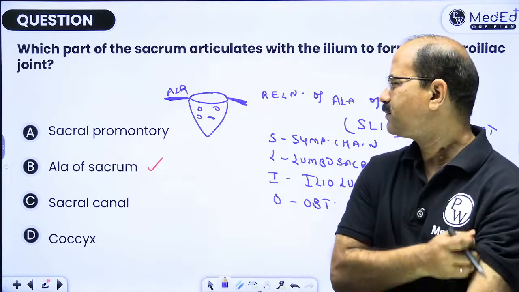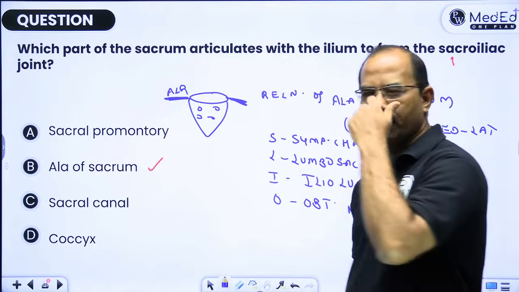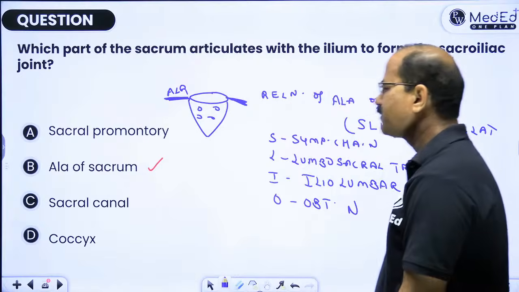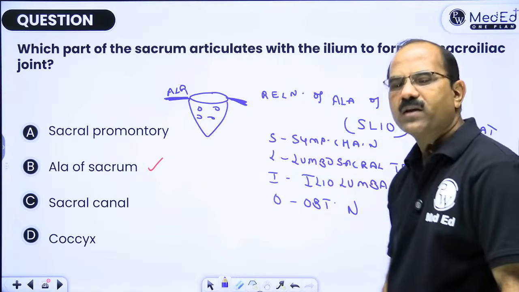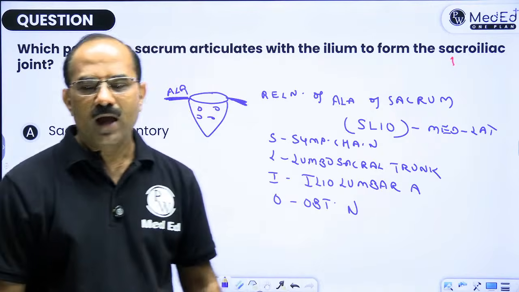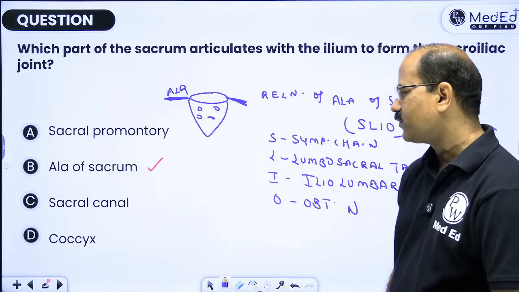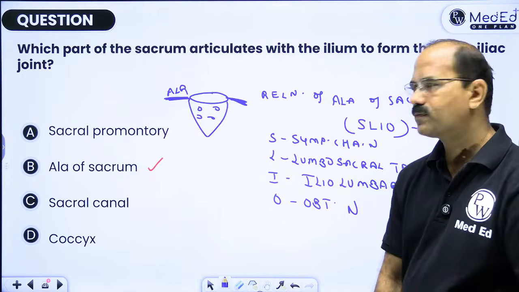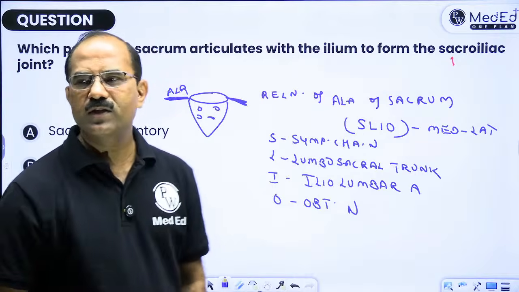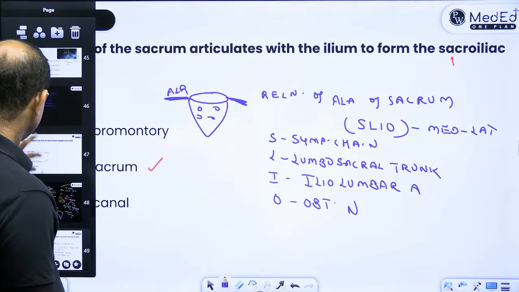Remember this. So relations of the ala of the sacrum, medial to lateral: the sympathetic chain, L is the lumbosacral trunk, I is the iliolumbar artery, and O is the obturator nerve. Fine. So this becomes the relations of the ala of the sacrum. Students, just remember that.